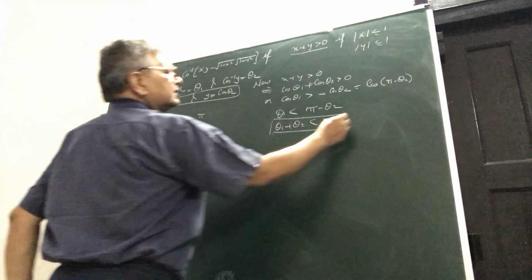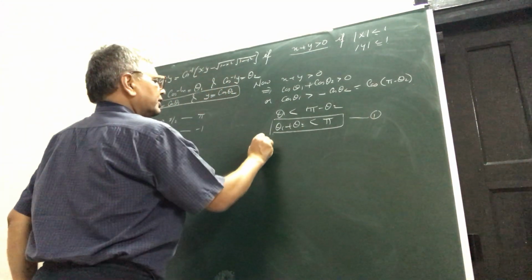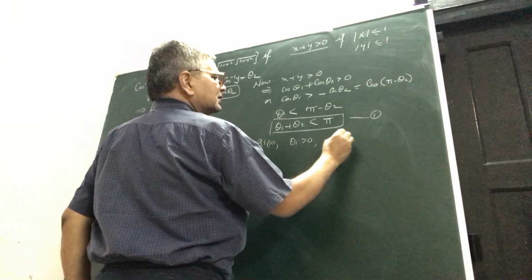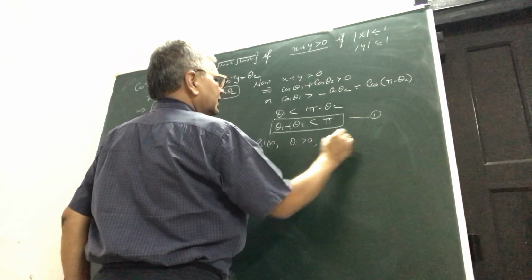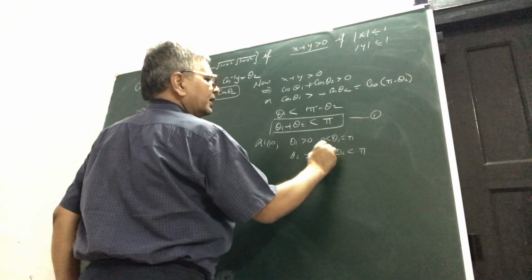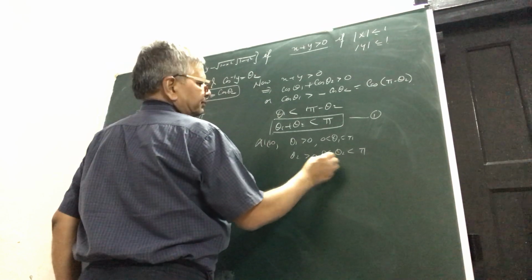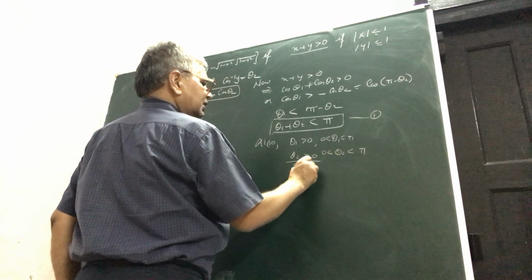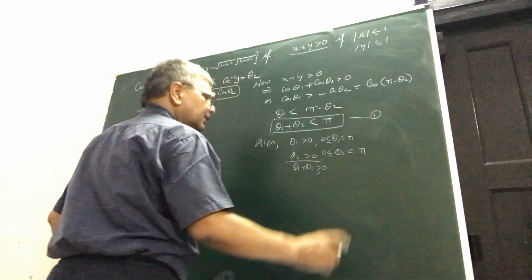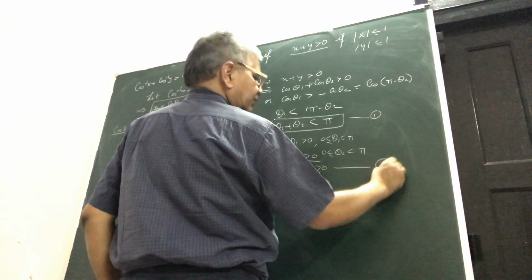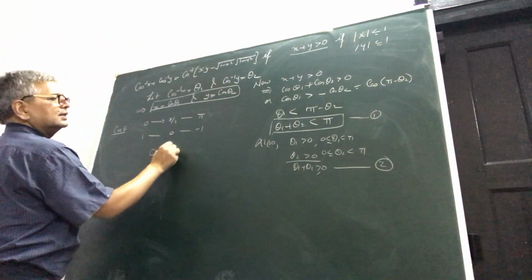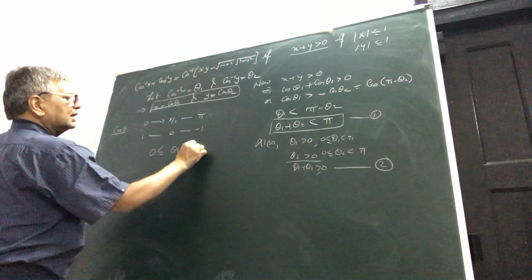Now see here, this is result 1. Also you can write theta 1 greater than 0 because theta 1 lies between 0 and pi, and theta 2 is also greater than 0 because theta 2 also lies between 0 and pi. So theta 1 plus theta 2 obviously will be greater than or equal to 0. So that's another result. This is result 2. Results 1 and 2 give me that 0 is less than theta 1 plus theta 2 is less than pi.